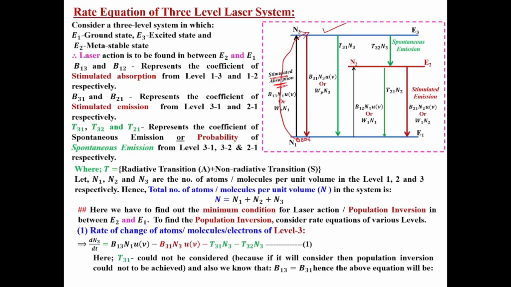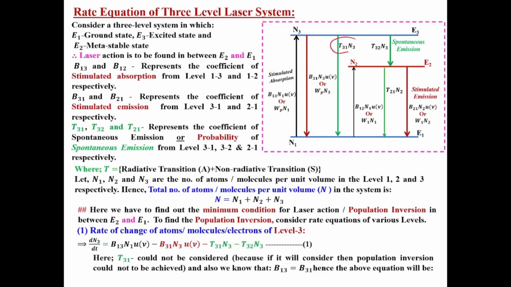This is called stimulated absorption. For this process, the number of atoms, or N3, will increase. The concentration of atoms or molecules in energy level 3 will increase due to the stimulated absorption process. Another process we can expect, the red one, represents stimulated emission. Due to stimulated emission, a transition happens. Atoms and molecules transit from E3 to E1. That means due to this process, N3 will decrease.